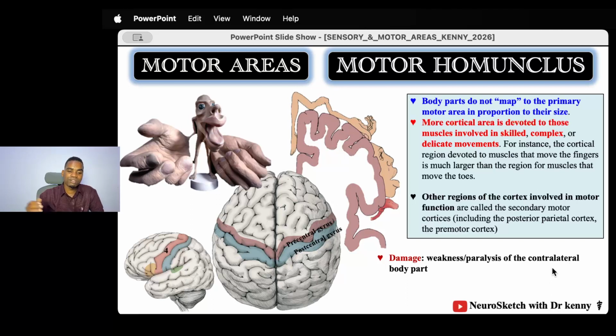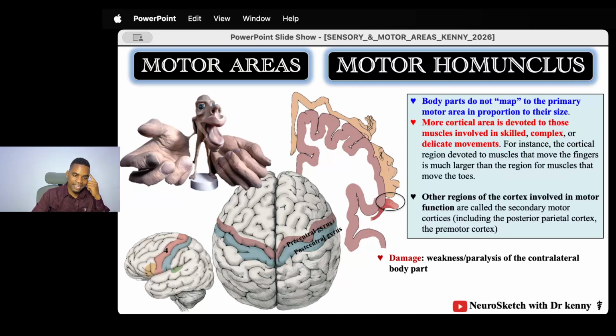contralateral body part because of the crossing over of fibers. But as we have said, this is just the primary motor area, but we also have the secondary motor areas, like the premotor cortex and the posterior parietal cortex. These are the secondary motor areas.